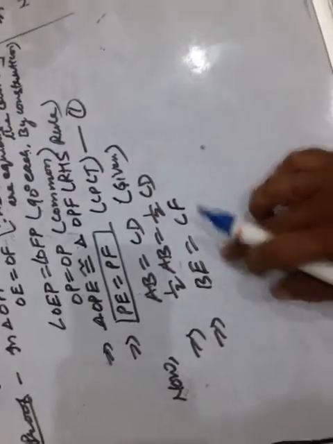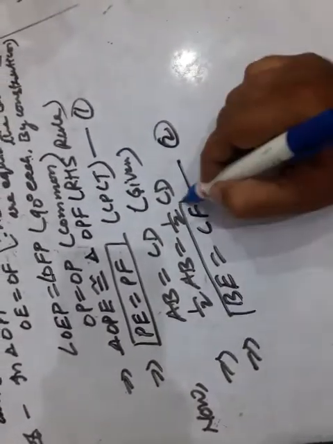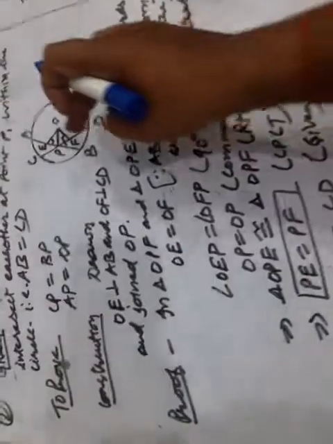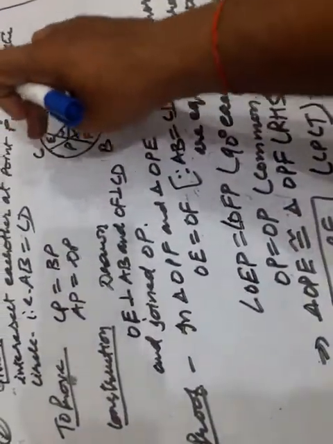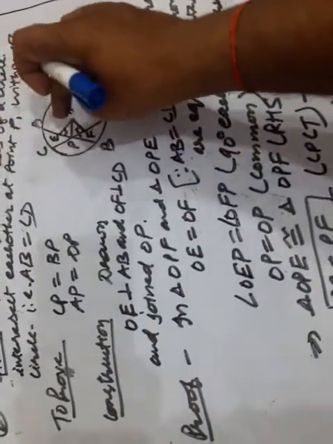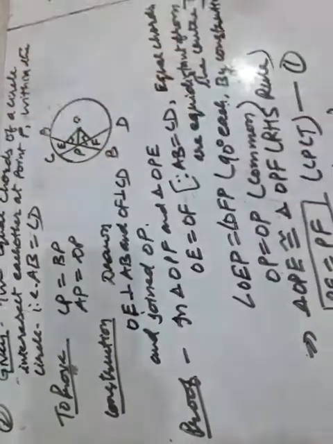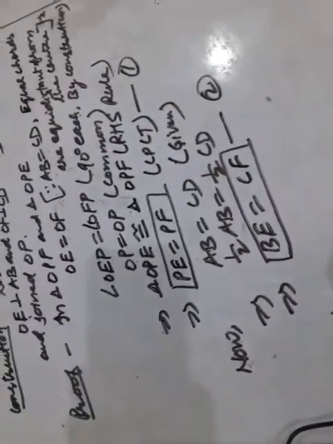Half of CD is equal to CF, children, and let it be question number 2. Again, since this is one half of AB equal to BE. Similarly, half of AB equal to AE also, because the perpendicular from the center to the chord bisects the chord.